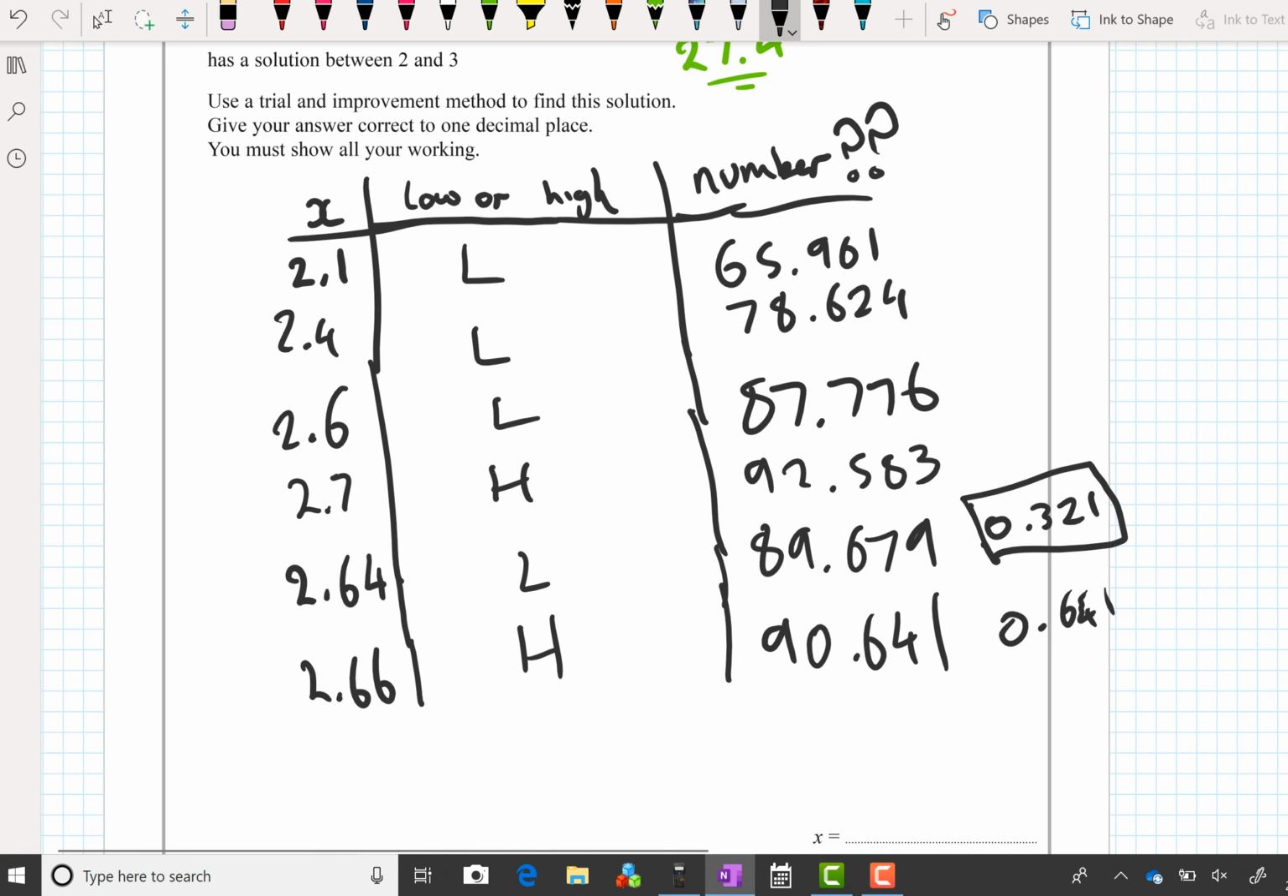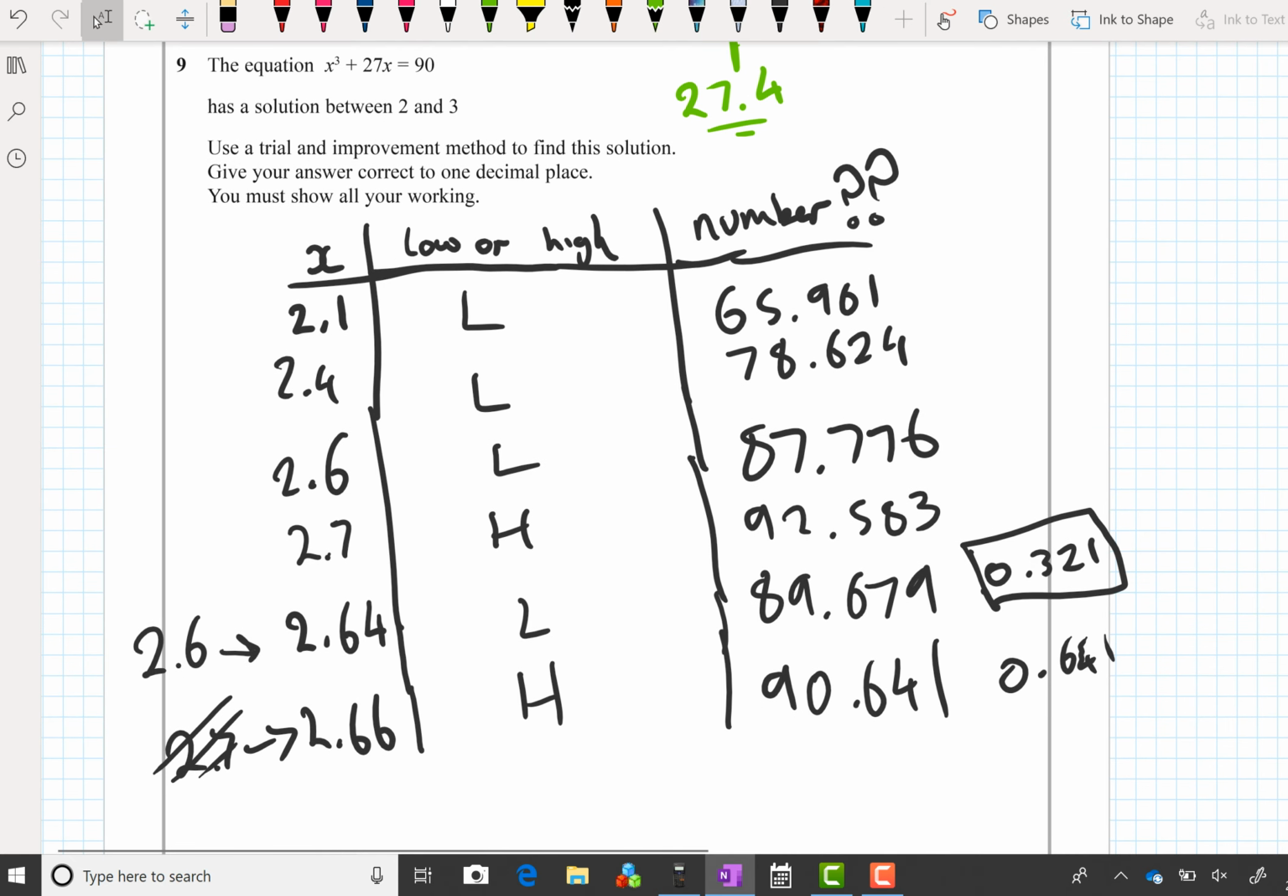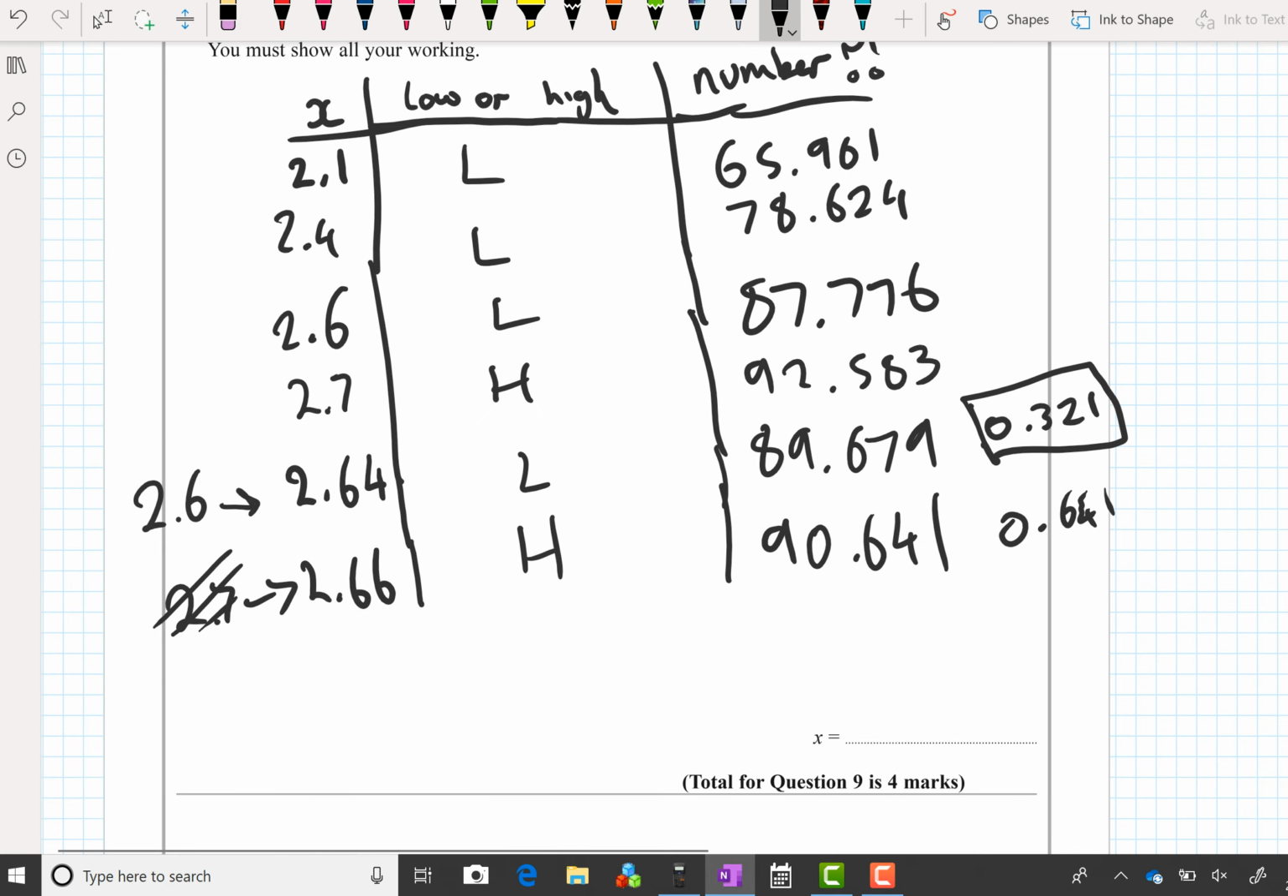Now, if you think about it, this rounded correct to 1 decimal place is actually 2.6, whereas the one below is actually 2.7. So 2.7 is not the correct solution to this cubic equation. It's actually 2.6. That's the one correct to 1 decimal place, which gives you the best approximation to this solution by trial and improvement. So 2.6 should be our solution, correct to 1 decimal place.